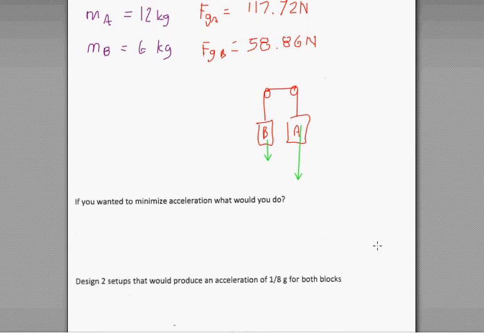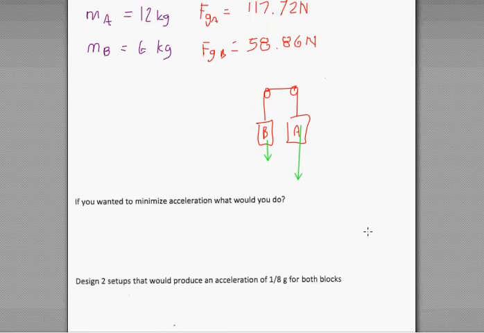Okay. If you wanted to minimize acceleration, what would you do? Well, think about this, guys. As this becomes more balanced, the object should accelerate less, because there's a point when it's absolutely balanced. So how could you set this up? You have to be creative. How could you set this up to be absolutely balanced?